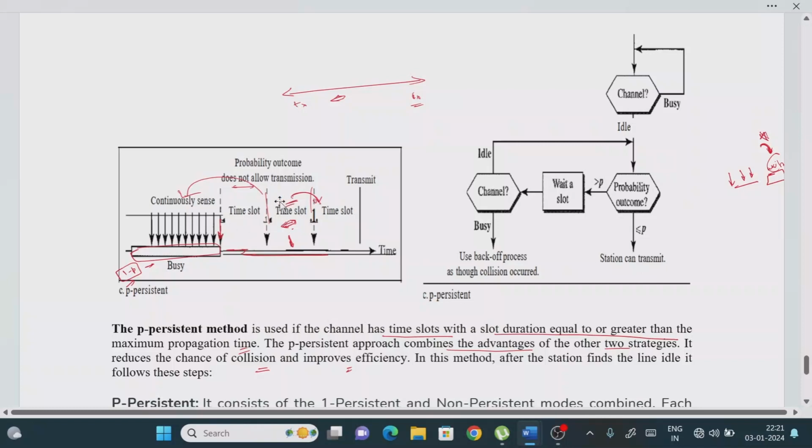If not, suppose the frame is still in the second slot, again it will sense the channel. If it is idle, again it checks the probability outcome. If it is favorable, the station can transmit. Suppose the probability outcome does not allow transmission. Even so, it waits for the time slot and again checks the channel. If it is idle, now it checks the probability outcome. If it is lesser than p, the station can transmit. If greater than p, it waits for the beginning of the next time slot.